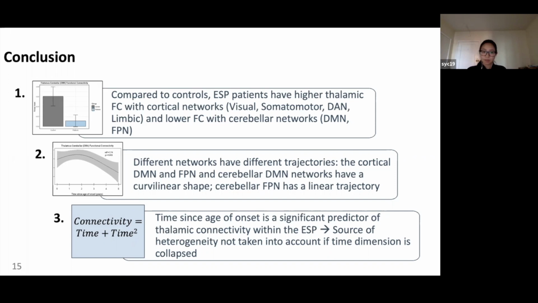Finally, time since age of onset is indeed a significant predictor of thalamic connectivity within the early stage of psychosis, and this is a potential source of heterogeneity that is not taken into account if the time dimension is collapsed. So what this means is that patients may not necessarily be a homogeneous population because it depends on which network in particular we're studying.